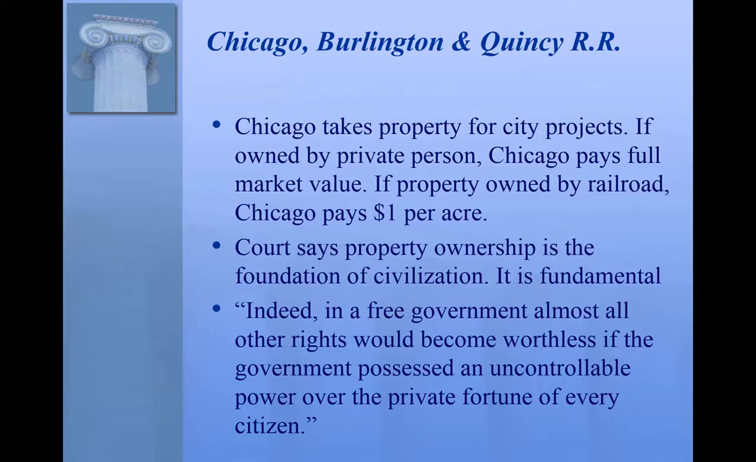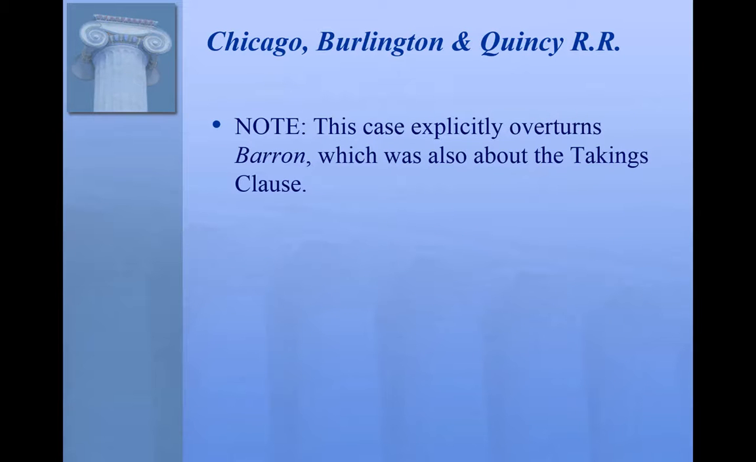So the court in Chicago, Burlington, and Quincy Railroad applies the Hurtado test. It applies that three-part test, and it says we're answering it in the affirmative. Property is a fundamental right, and the taking of property without just compensation is a violation of the due process clause in the 14th. You'll note, though, we've come across this sort of situation before. This is virtually a carbon copy of Barron v. Baltimore.